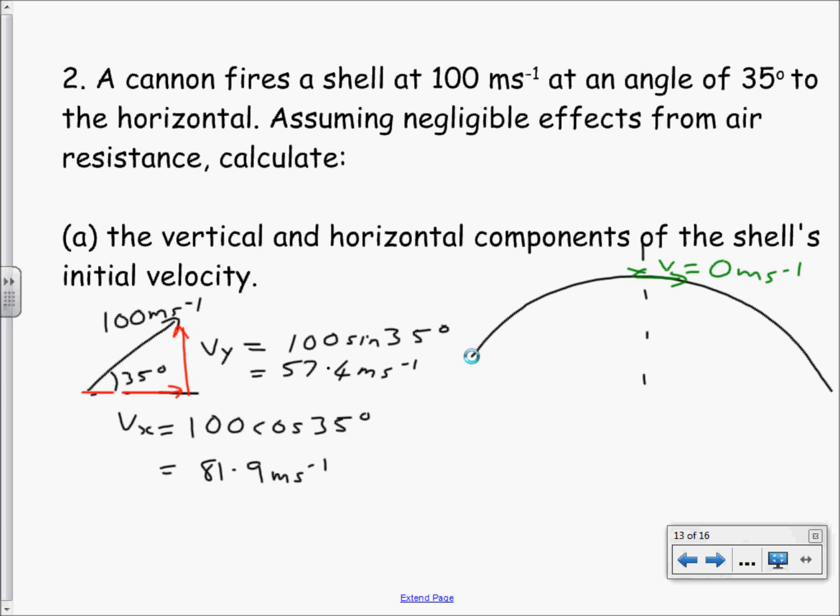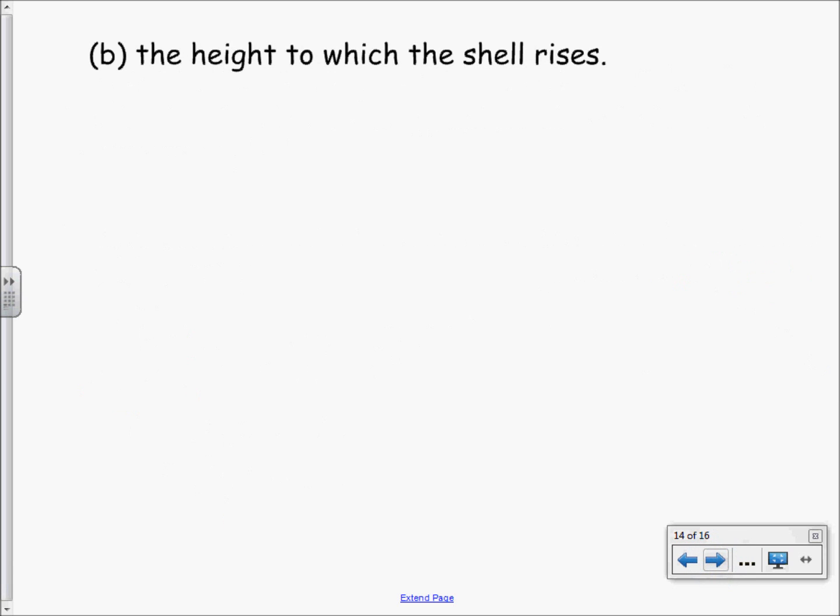We've got to remember that this horizontal component doesn't change throughout the path. The vertical component starts off being vertically upwards, and that decreases until it becomes 0 at the top, and then on the other side it becomes the same component downwards effectively. There is a symmetry to the motion. Right, let's move on to part B of the question. I'm probably going to need to remember those two numbers, 57.4 and 81.9, so I'm just going to write them down here so I don't forget them.